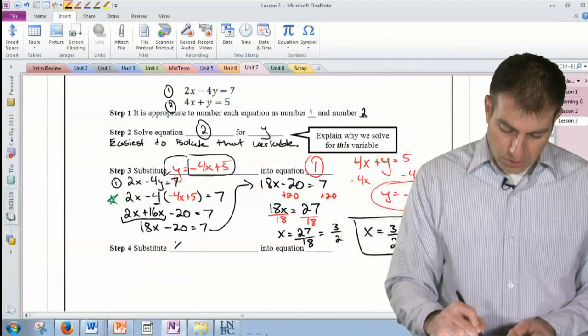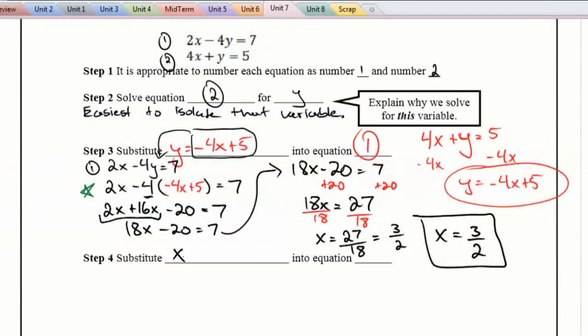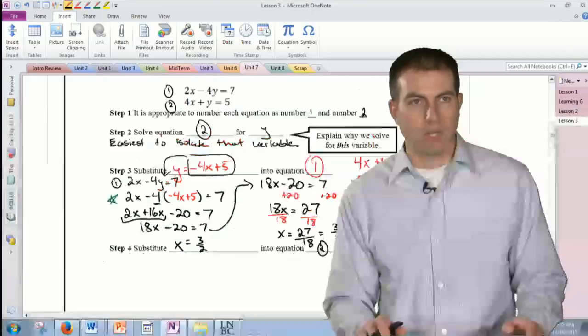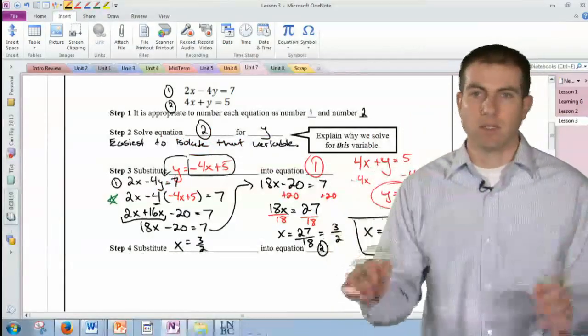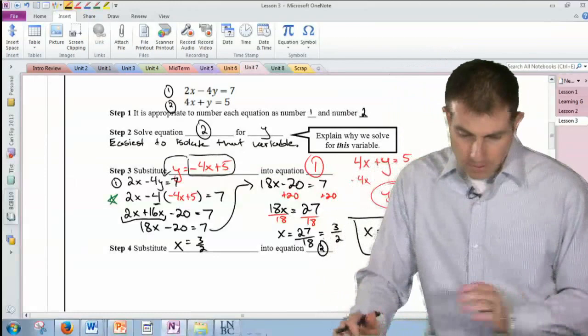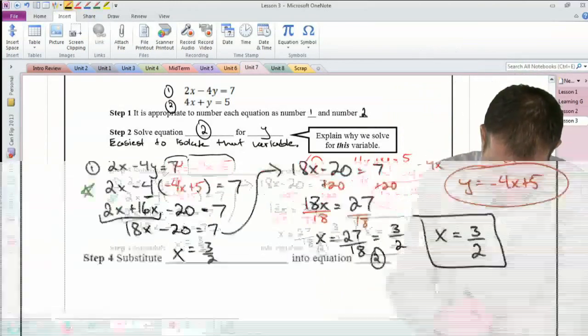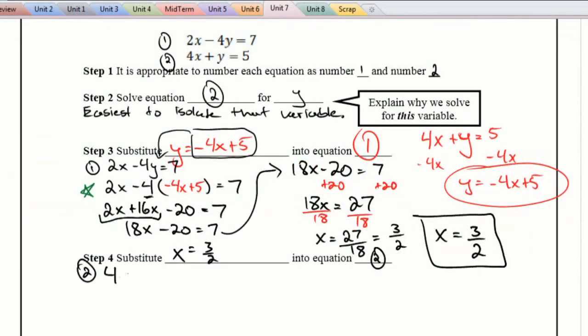So what we're going to now do is just like the elimination questions we did last day. x is 3 over 2, and we're going to substitute that into equation number 2. It doesn't really matter which one you pick. You can do either one, but we'll do it that way. All right, so equation 2 was 4x plus y was 5. I'm going to go 4, and then I'm going to substitute everywhere there's an x. I know that is equal to 3 over 2.